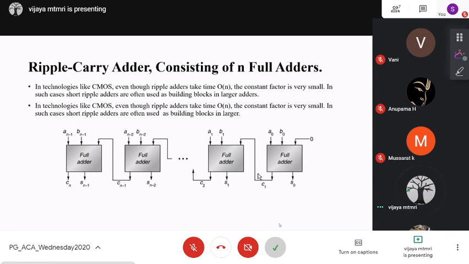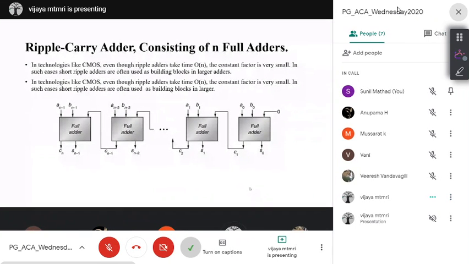So here we can see that this ripple carry adder, consisting of n full adders, has the carry out of one full adder connected to the carry in of the adder for the next most significant bit. So the carries ripple from the least significant bit, that is from right to left.